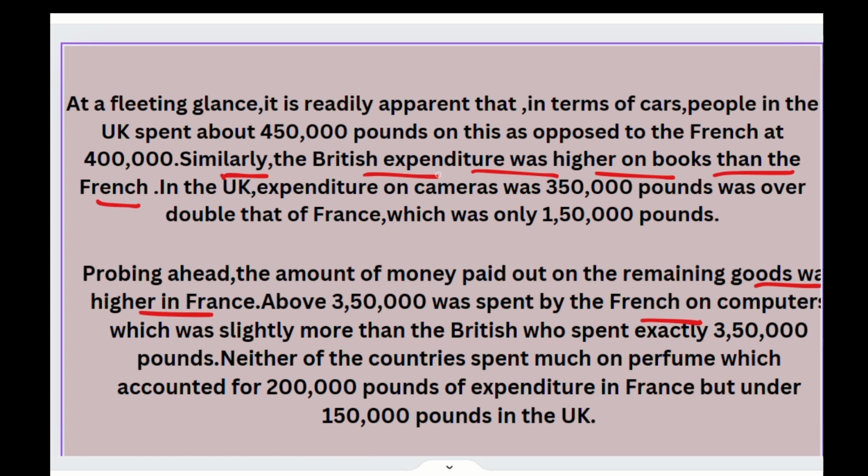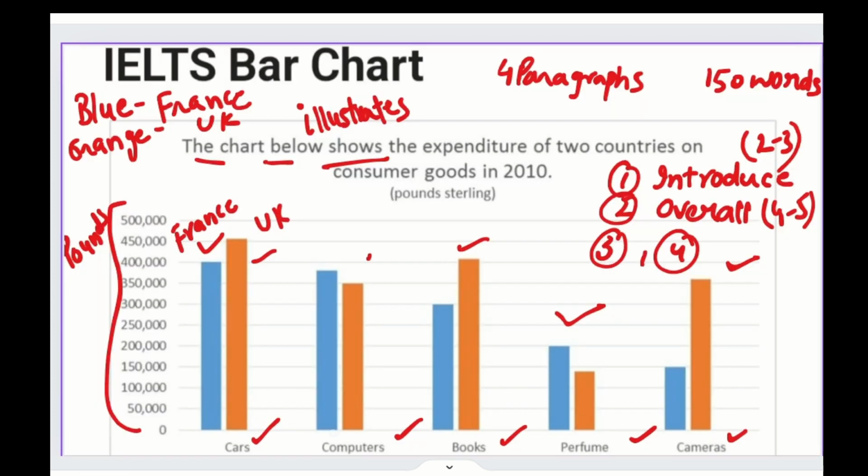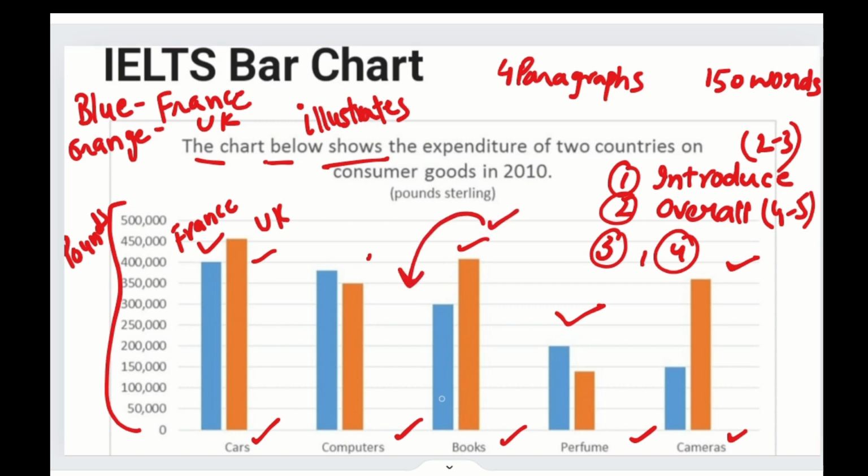Next, similarly, the British expenditure was higher on books than the French. You know that the British are higher than French people in the books and cars categories. So we have discussed books and cars. Now the remaining categories.